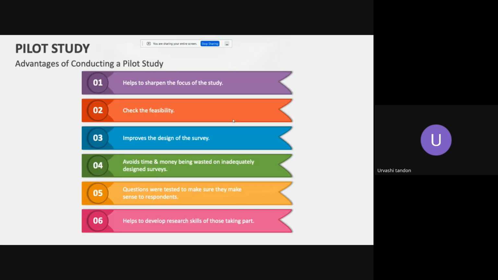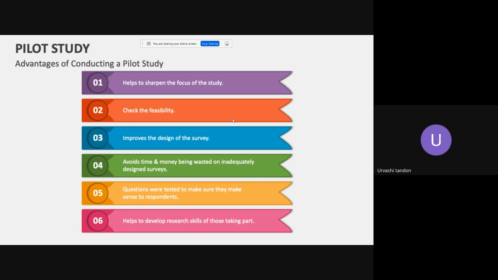So there are a number of advantages of the pilot study. First of all, it helps us to sharpen the focus of a study, because when my scholars conduct a pilot study, we get a number of inputs, right? We get to know, okay, this question is repetitive. This is a double barreled question. This is asking 2 or 3 things simultaneously. Let's say somebody is asking, okay, this topic is interesting and suits me, right? Interesting and suits me are two different things which cannot be taken simultaneously. So in that way, it helps you sharpen the focus to go in a particular direction.